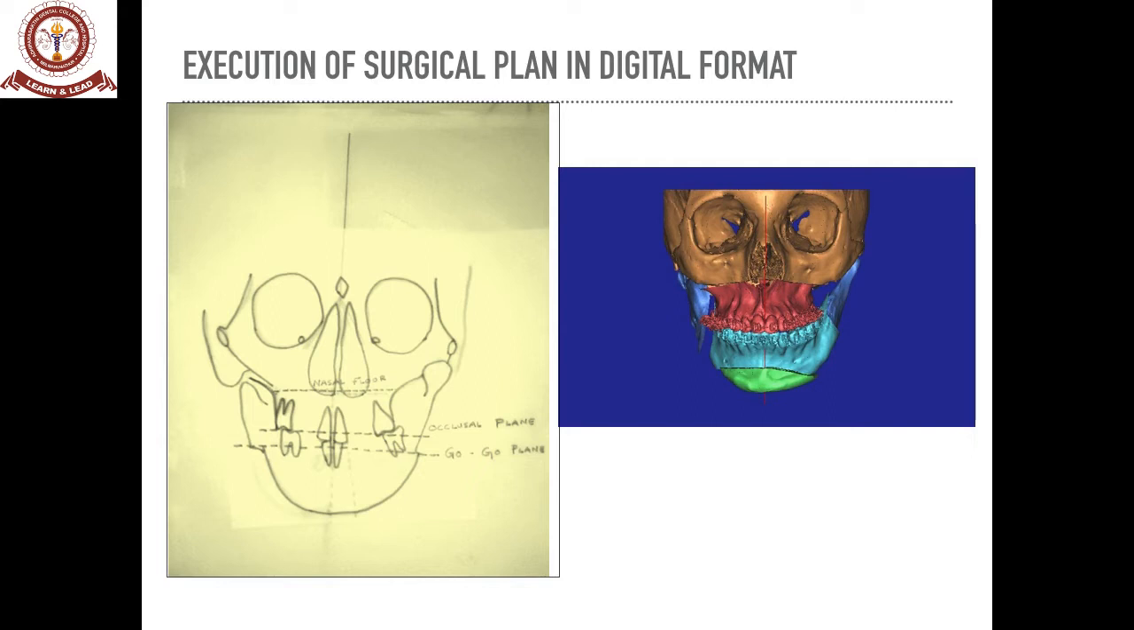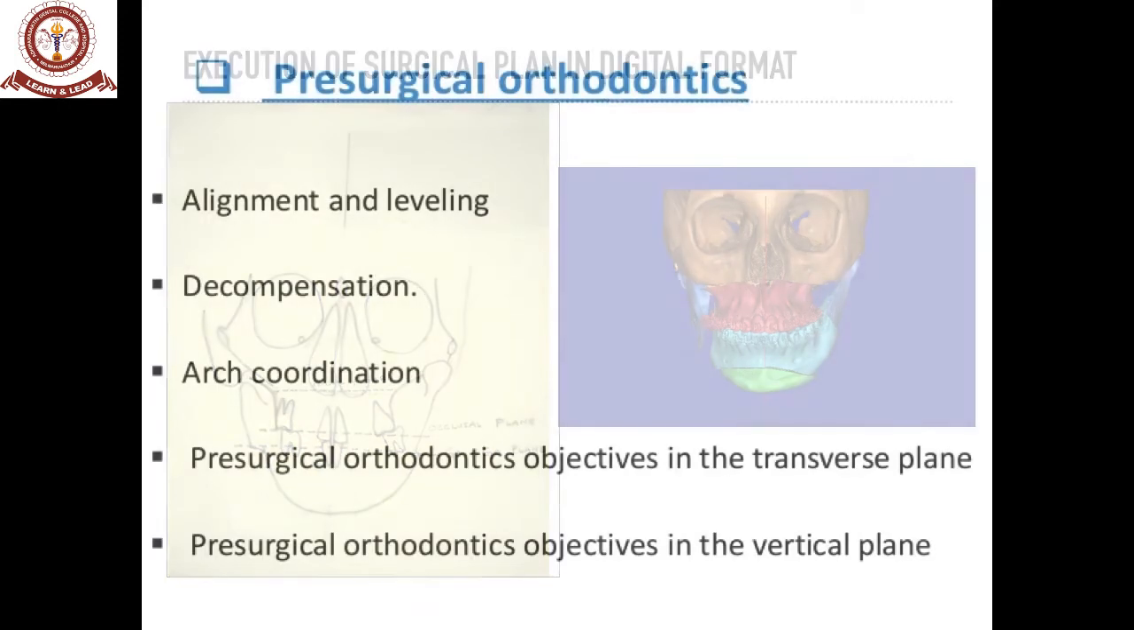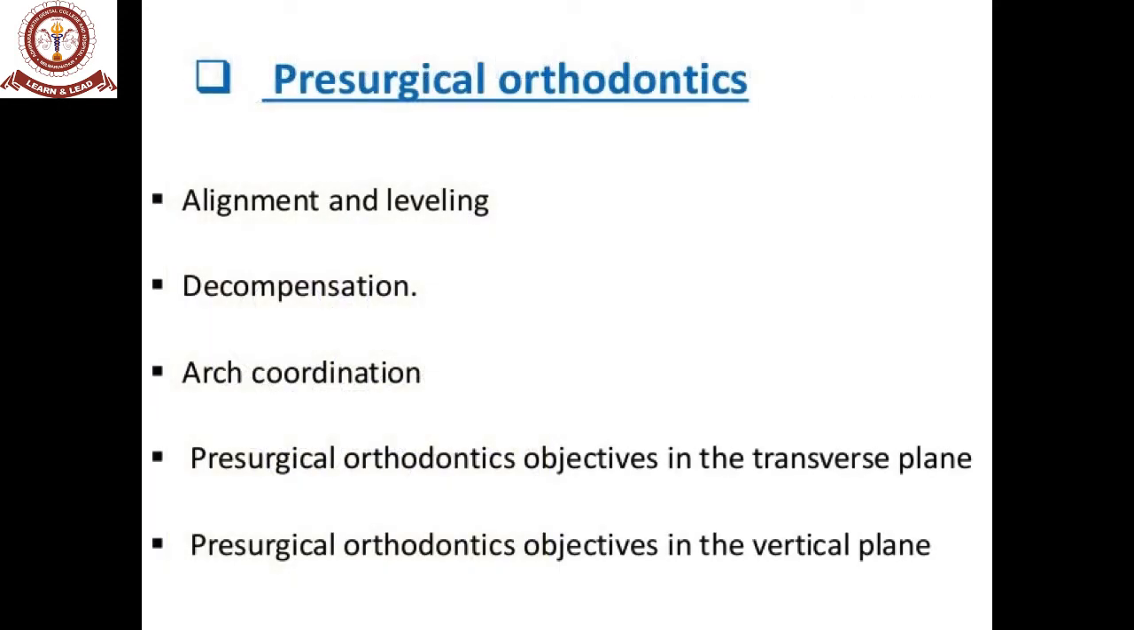As I was telling you, orthodontics also plays an important role, something called pre-surgical orthodontics. In pre-surgical orthodontics, they completely align and level the teeth. The decompensation will be taken care of, arch coordination, pre-surgical orthodontic objectives in the transverse plane, pre-surgical orthodontic objectives in the vertical plane. So all these will be done prior to surgery.